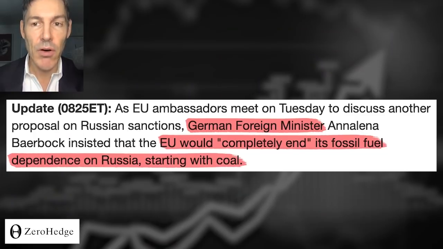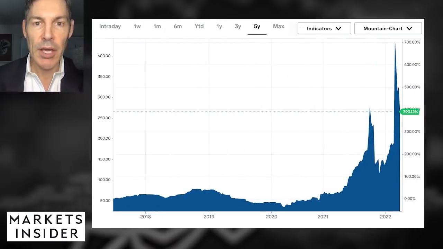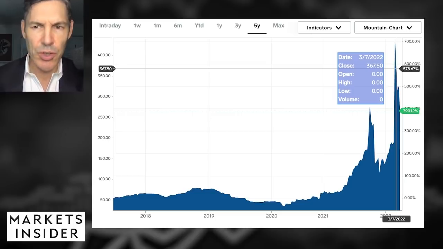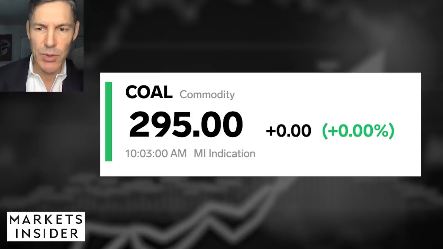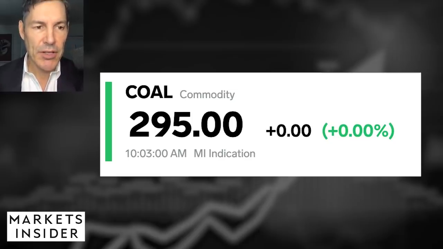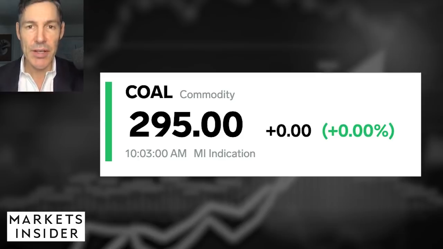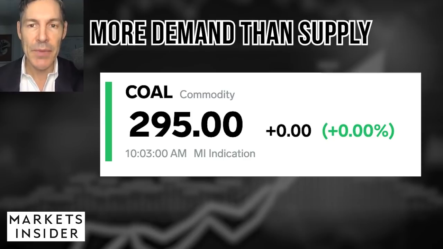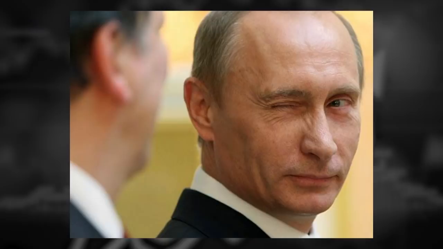Not really. Let's go over to the price of coal right now. And going back even 3 years, we can see coal was at $50. It spiked up to $350, but it's still hovering around $295 or so. Where would it close? Oh yes, at $295. So almost $300. So this would imply what? Obviously, there's far more demand than there is supply. So can we safely assume that Russia has some sort of buyer out there?